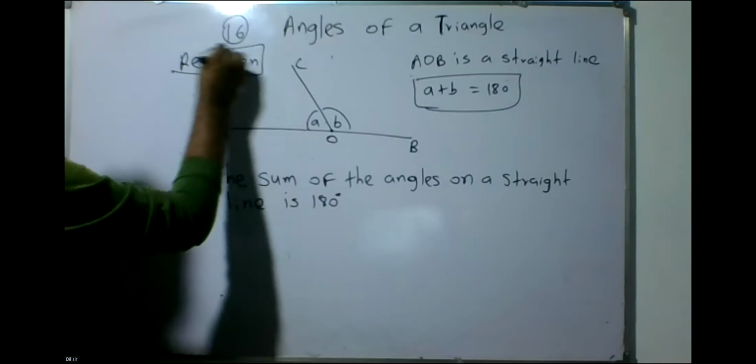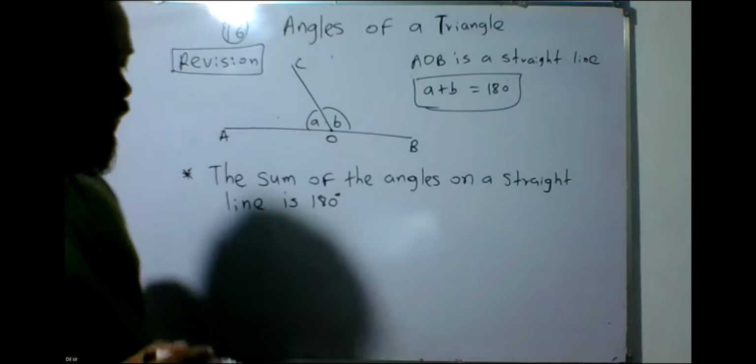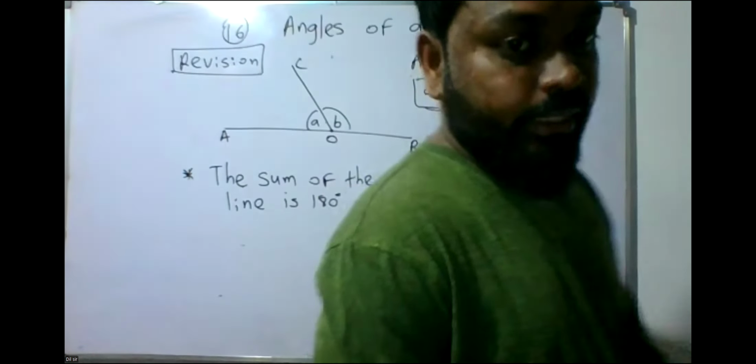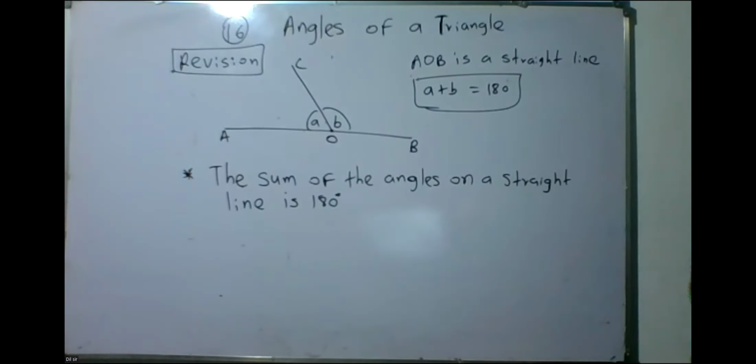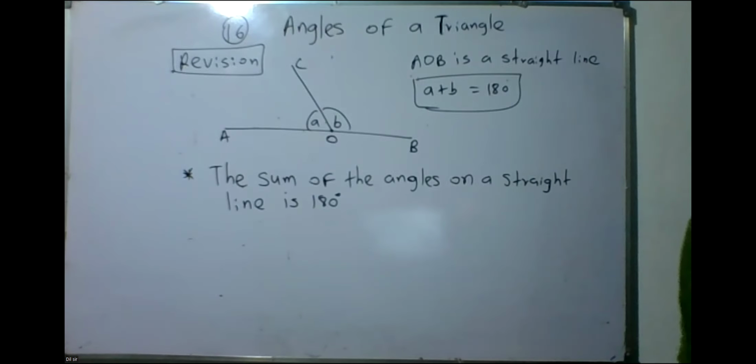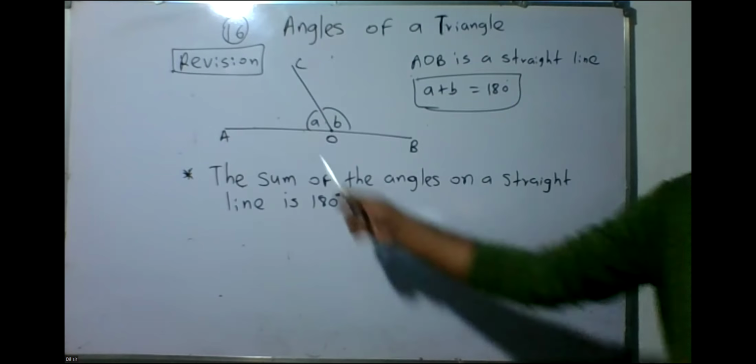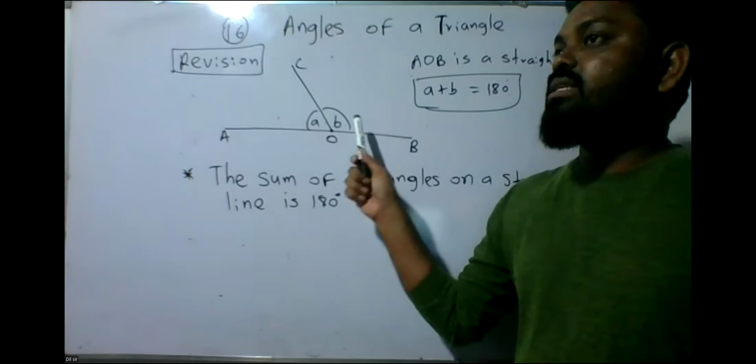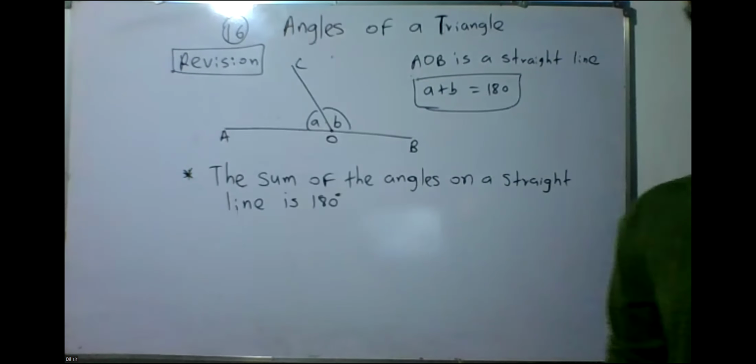This is a revision, na? Revising previously learned things. AOB is a straight line. A plus B equals 180. Angles on a straight line. AOB is a straight line, and it is a straight angle.